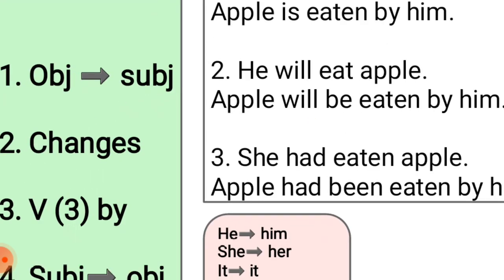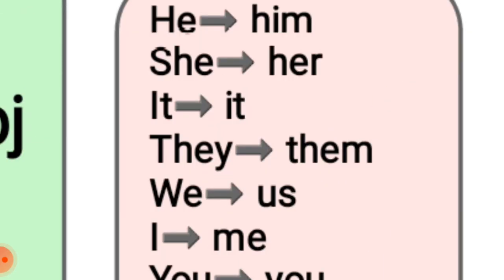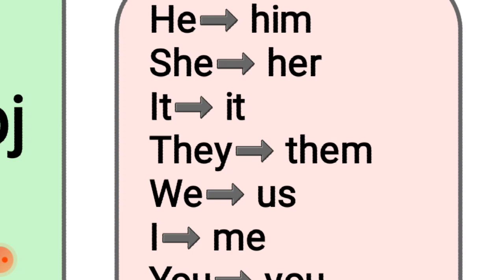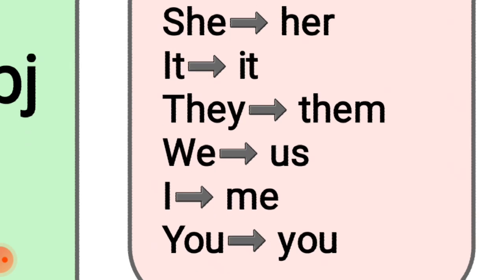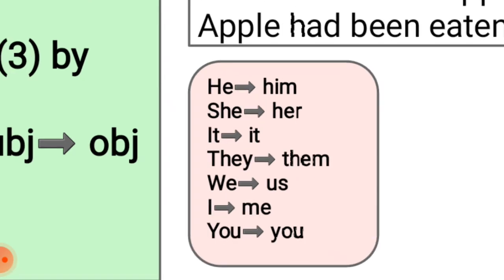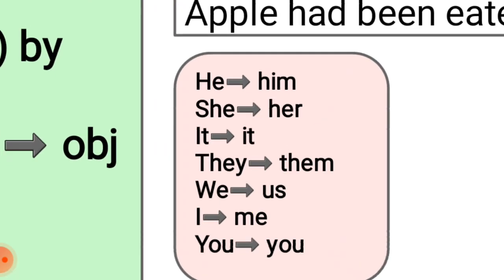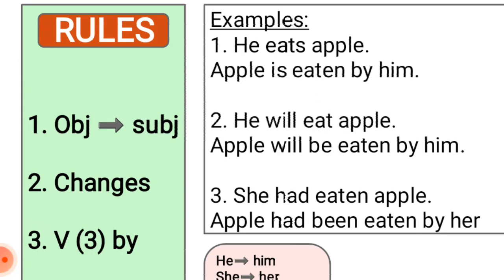There are also some rules for how to convert subject into object. You can see in this box: he will be converted into him, she into her, it, they into them, we into us, I into me, and you will remain you. In our sentence, the subject is he, and he will be converted into him. So our answer will become: apple is eaten by him.